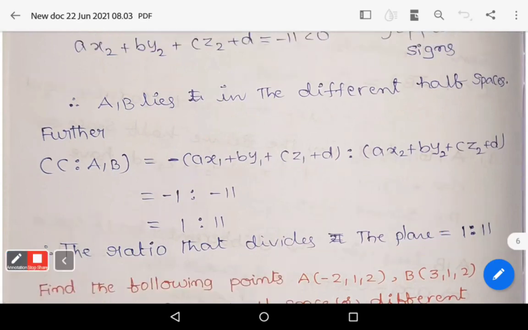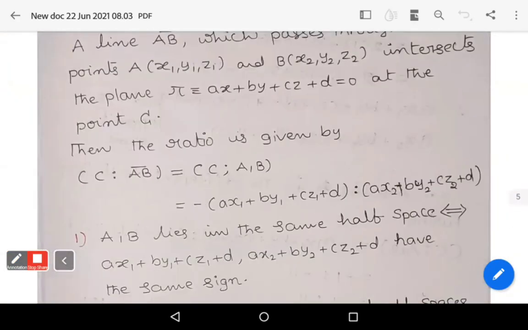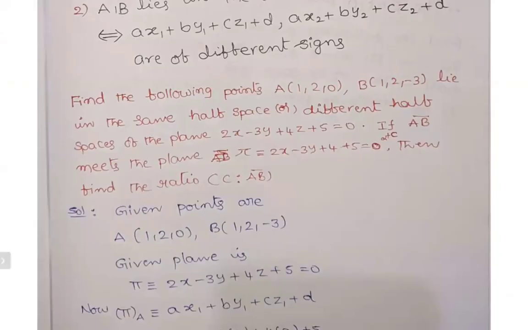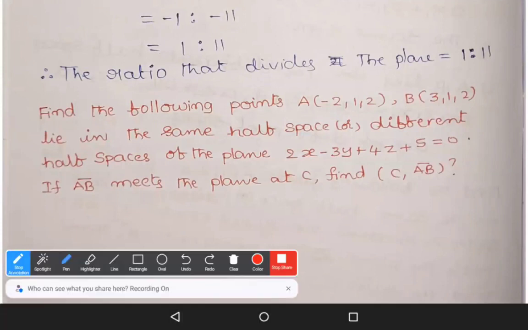And this is very, very important. Observe that, learn this method and practice that problem. And there is a homework problem. Practice this one by using the same method.